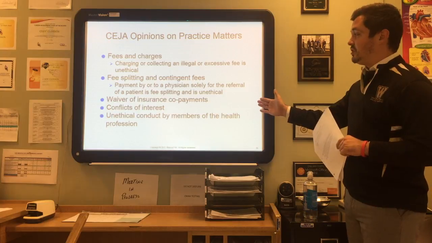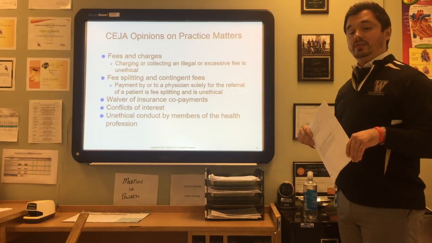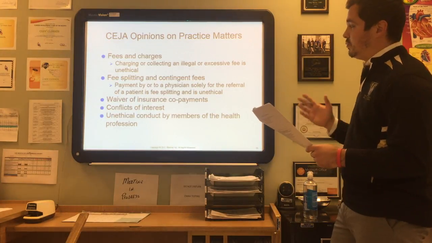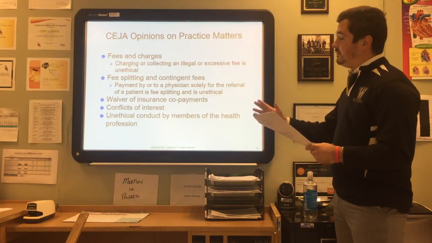There is a waiver of insurance co-payments. They have an opinion on that, so read up on that. They have conflicts of interest.